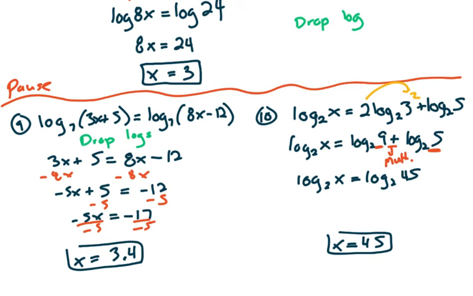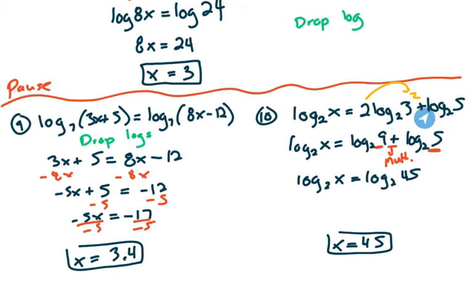All right, and here's the work that goes with these two problems. So on 9, we already had a log equals a log. So we can go ahead and drop those logs. So we have 3x plus 5 equals 8x minus 12. And then now this just becomes a normal linear equation that we're solving with one variable. So we get our x's on one side, our numbers on the other, and then divide.